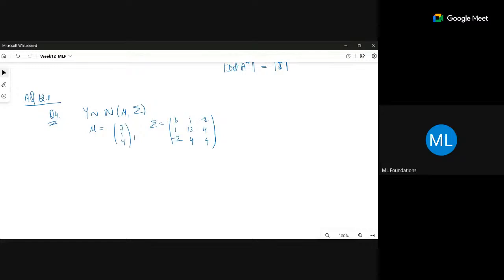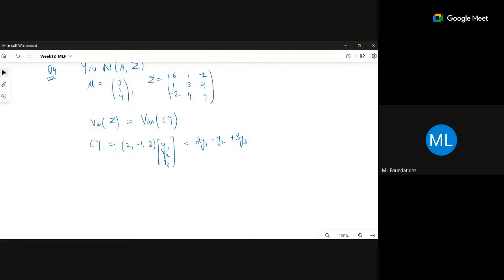So you want the variance of z. z is nothing but C times y, right? So what is C times y? C is given to be 2, minus 1, 3, and y is your y1, y2, y3. So this is nothing but 2y1 minus y2 plus 3y3.